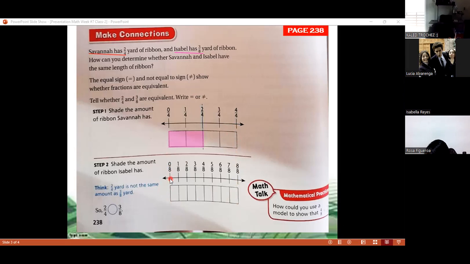This is divided into 8 parts. So I have 0 out of 8, 1 out of 8, 2 out of 8, 3, 4, and so on. But I'm looking just at the amount for Isabel, that is 3 out of 8. So let's color the part of Isabel. 1, 2, and here it's 3 out of 8. See? 3 out of 8. It's here.